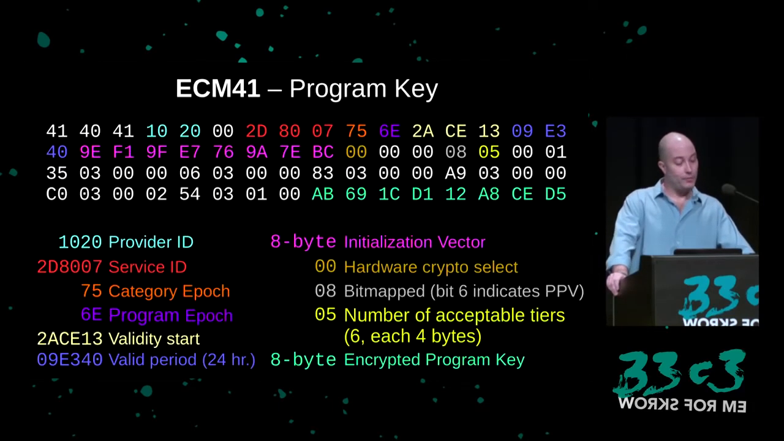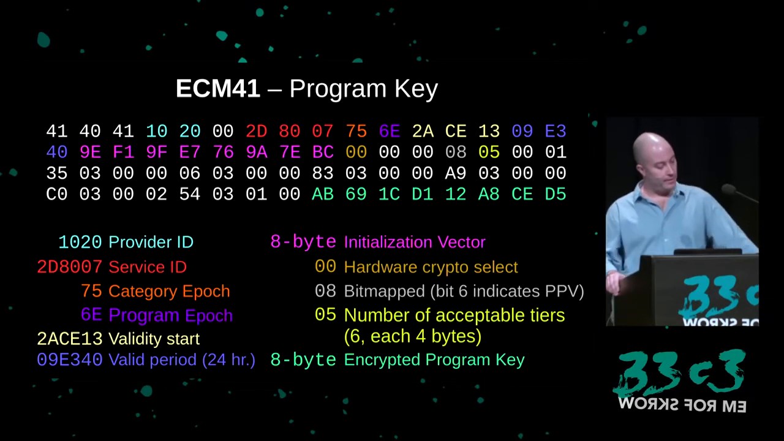The ECM41 contains the encrypted program key that's needed to correctly decrypt the ECM40. There's a provider ID that indicates which TV operator's subscribers this ECM should be processed by. And there's the same service ID that will be found within the ECM40 messages. The category epoch identifies which category key is in use. There's also information about how long this program key will be valid for.